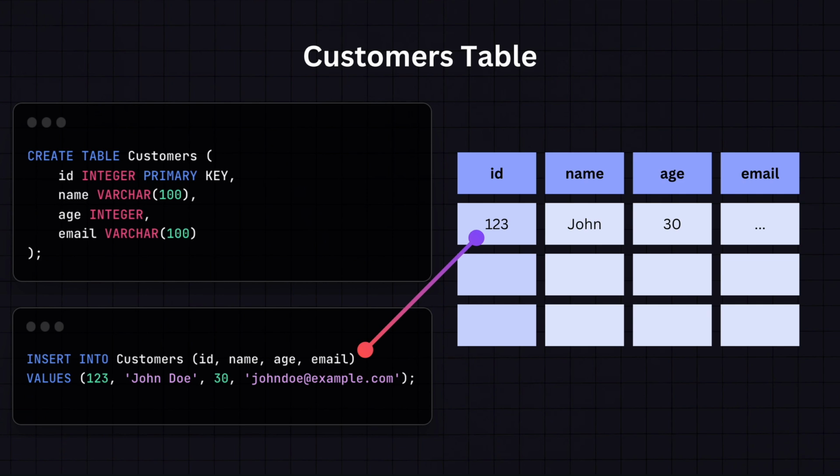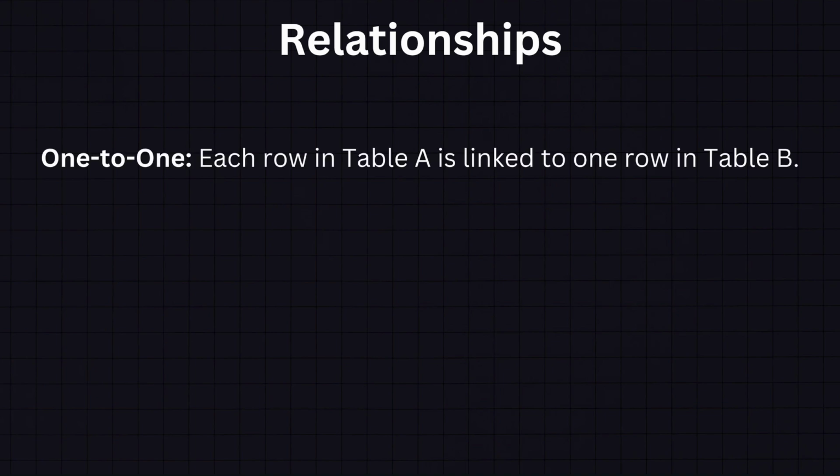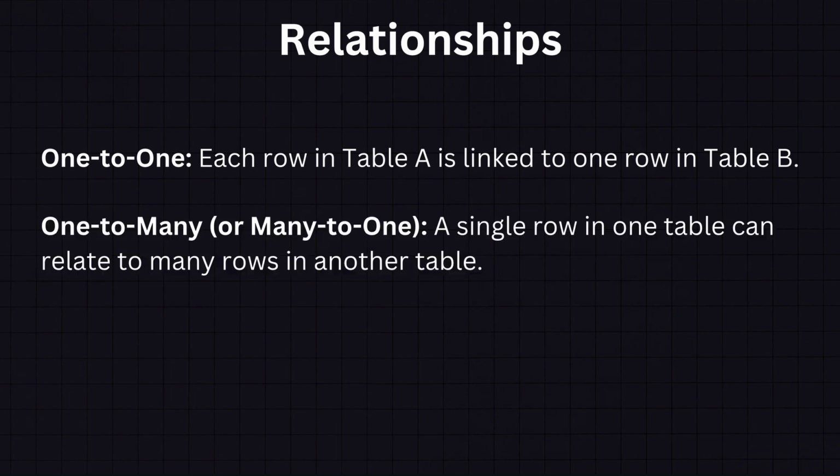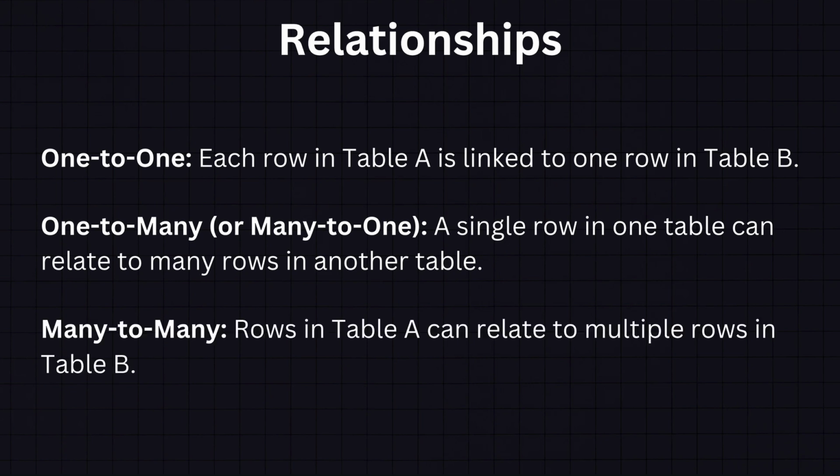To connect multiple tables together, we have relationships, which define how tables relate to each other. The most common types are one-to-one, where each row in table A is linked to one and only one row in table B. We have one-to-many or many-to-one, where a single row in one table can relate to many rows in another table.